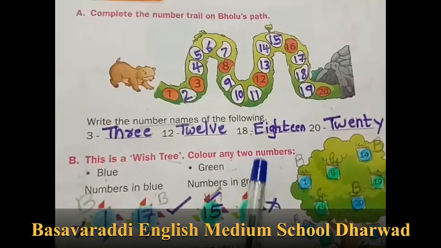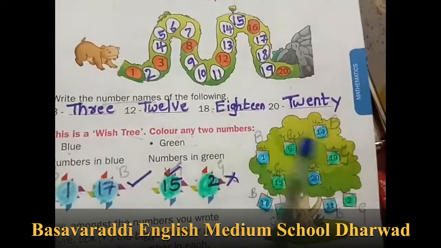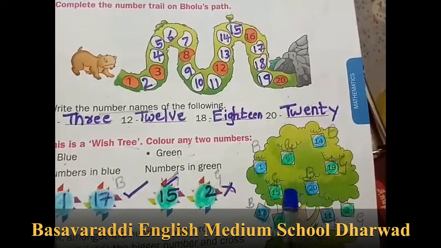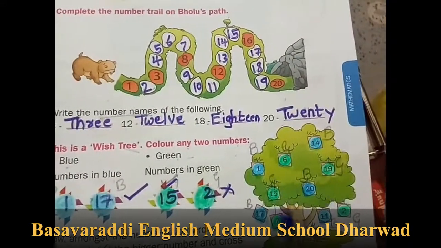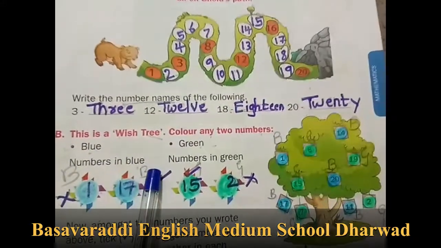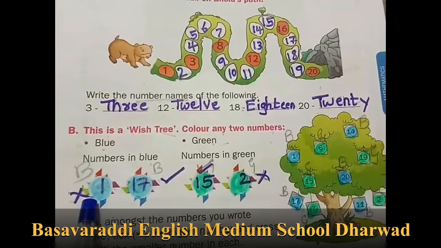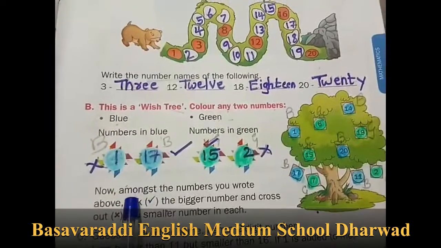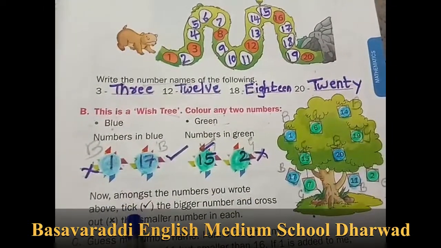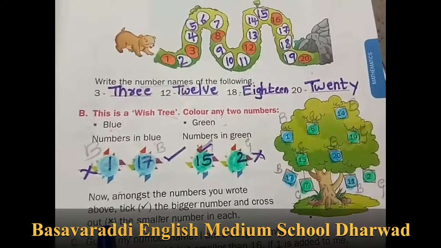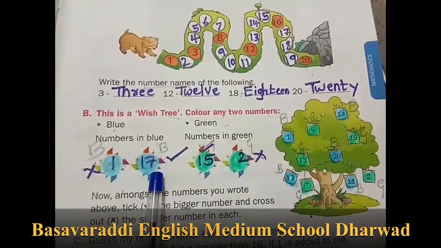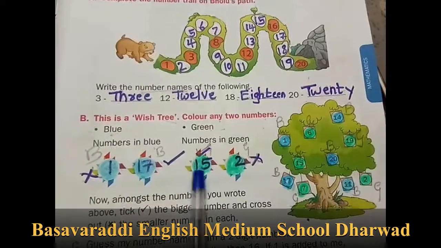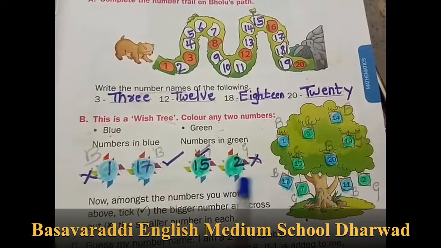B: This is a wish tree. Color any two numbers blue and green. You have to color your choice. Okay, I have colored 1, 14, 20 and 11 in blue, and the remaining in green. Numbers in blue, whichever you want, you have to write. I took 1 and 17. In green, 15 and 2. Now amongst the numbers you wrote above, tick the bigger number and cross out the smaller number. Here 17 is bigger, so I tick this one, and 1 is small, so I cross this one. In green, 15 is bigger, so I tick this one, and 2 is crossed.